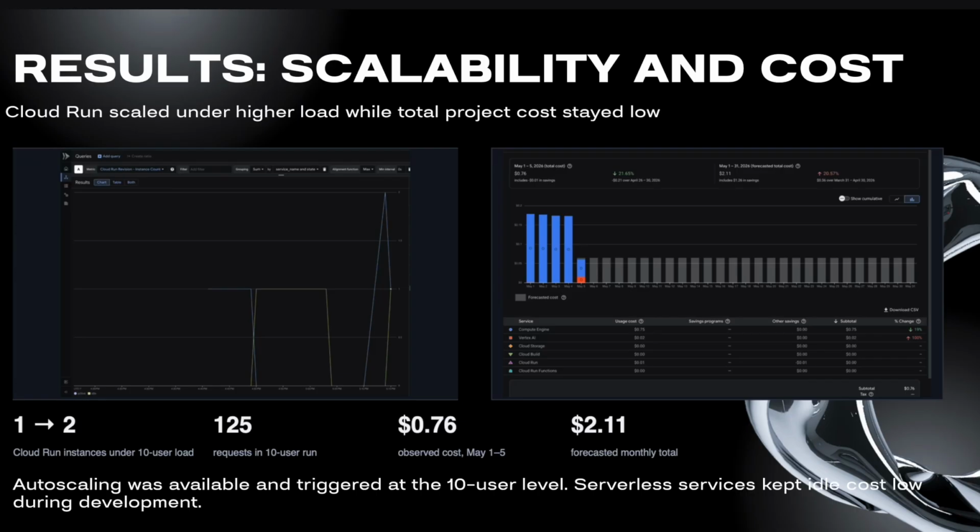$2.11. So the main takeaway from this slide is that the retrieval layer is both scalable and cost efficient under normal usage. It can stay small and inexpensive, but when traffic increases, Cloud Run can automatically add capacity. That makes the architecture a good fit for a campus housing tool, where demand is probably bursty rather than constant.